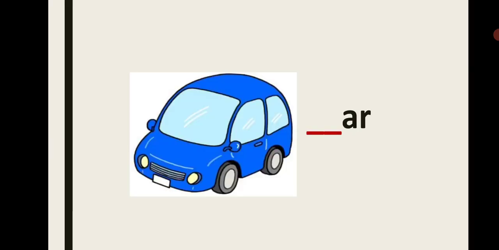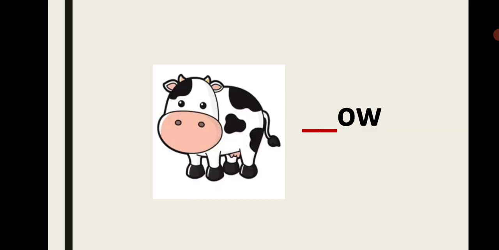Car. Ka sound. Which letter gave us the ka sound? Good. C. Car. What's the spelling of car? C-A-R. Car. Go to the next picture. It's the picture of a cow. Which letter comes? Ka. Good. C. Very good. Cow.